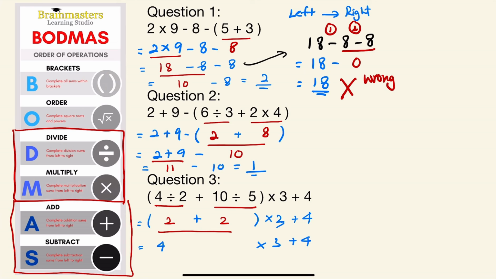BODMAS says we will do the division first or the multiplication first, whichever is applied. In this case, it's 4 times 3 plus 4. So 4 times 3 gives me 12, and I copy down the last one, plus 4. So my answer is 16.